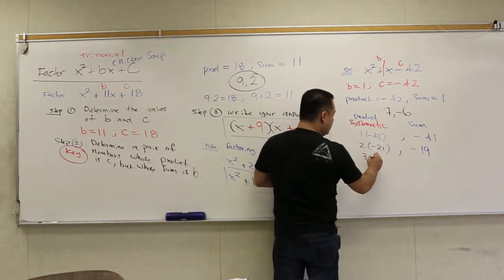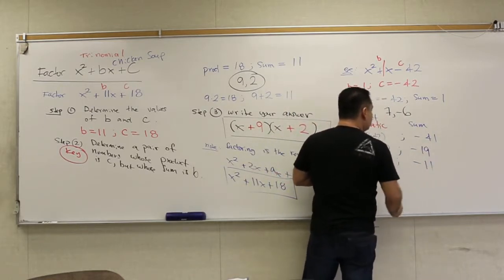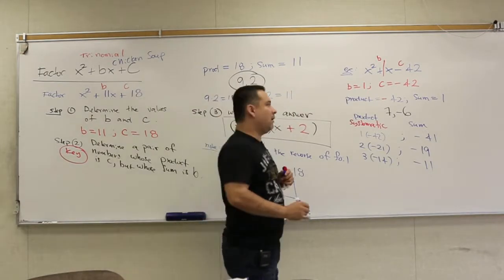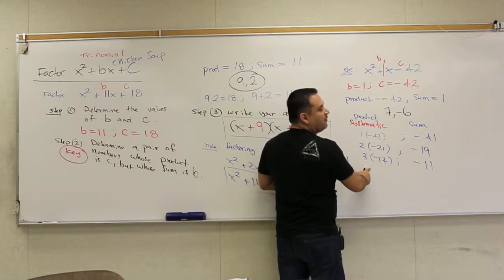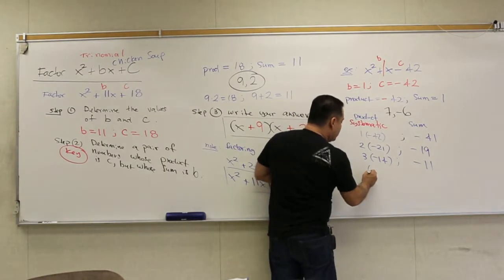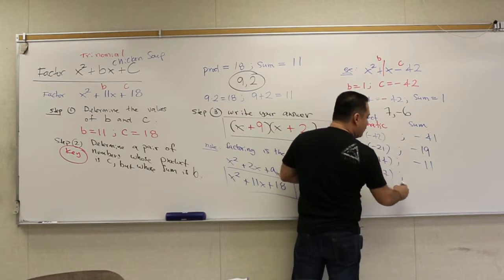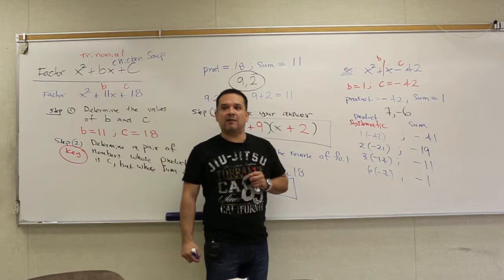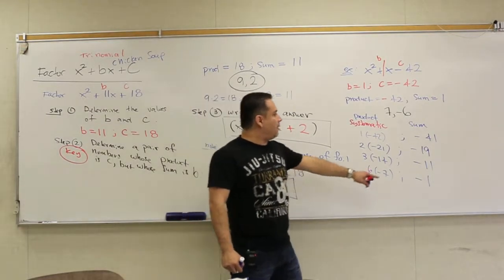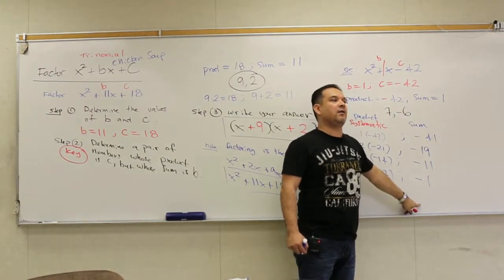And then 3 times what is negative 42? Is that negative 14? What's 3 plus negative 14? Is that negative 11? And then what's 4 times negative 40? 4 times a number doesn't even give you negative 42, right? What about 5? What about 6? 6 times negative 7 is negative 42. But then what happens when I add these? Don't I get negative 1? And that's a hint, because I'm opposite. This sum has to be a positive one, not a negative one.